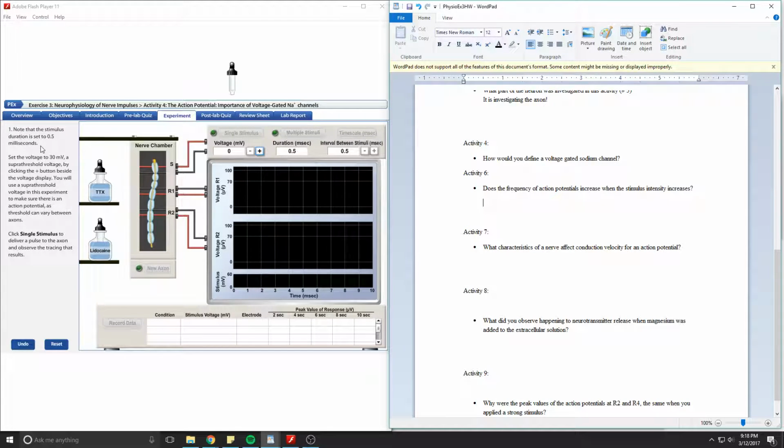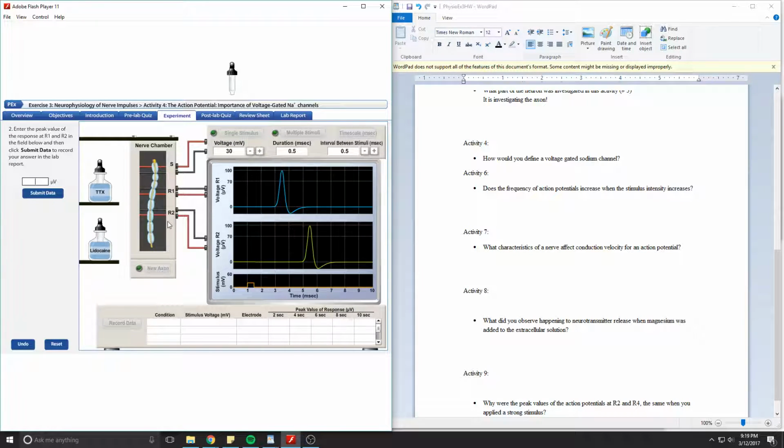Note that the stimulus duration is set to 0.5 milliseconds. No one cares. Set the voltage to 30 millivolts, super threshold voltage, by clicking the plus button beside the voltage display. You will use super threshold voltage in this experiment to make sure there is an action potential, as thresholds can vary between axons. Click signal. Okay, so let's do this. Deliver a pulse. We see the delay.